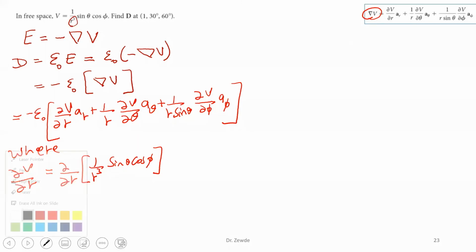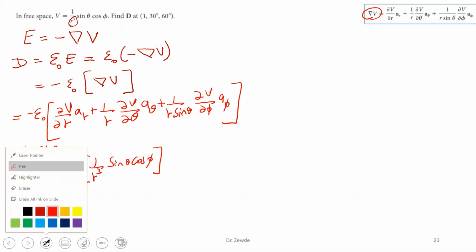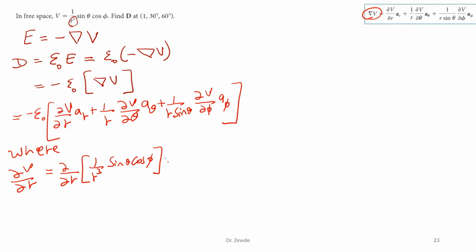And this will, it's a derivative, so this will give us sine theta cos phi. And now 1 over R cubed, if we take the derivative of that, that's going to be 1 over R^4, and here we have a minus 3.